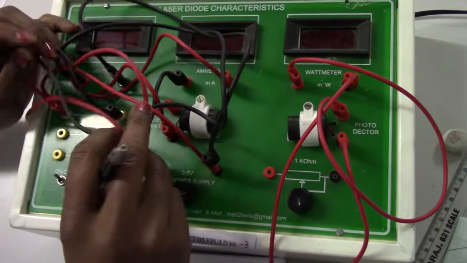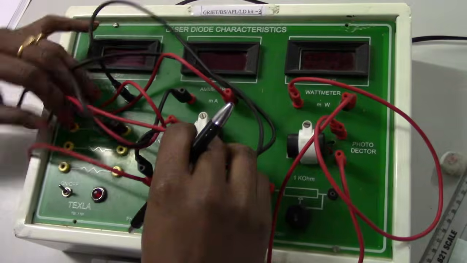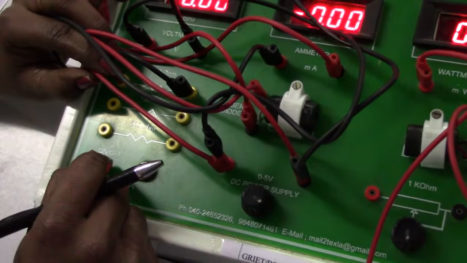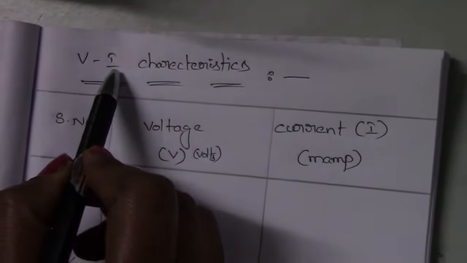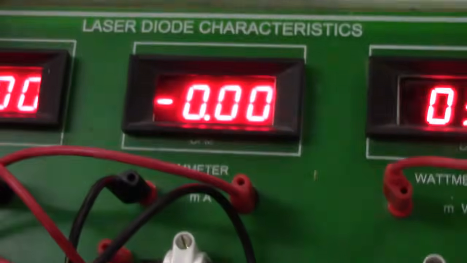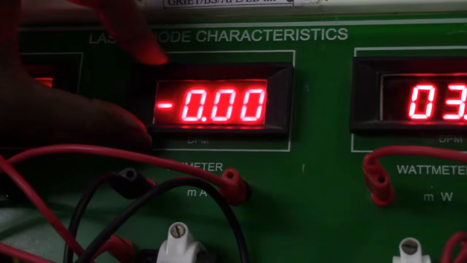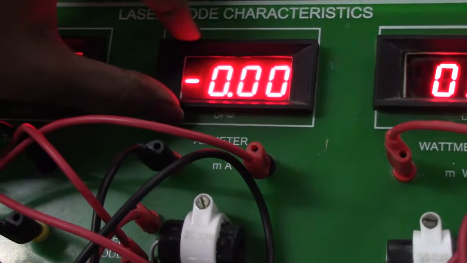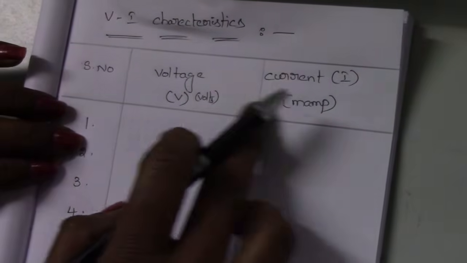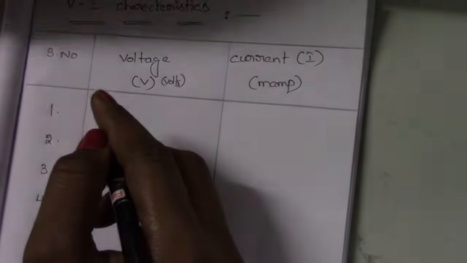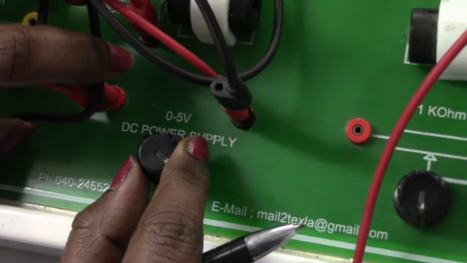Now let us start to take the readings. First, after ensuring all the connections, you need to switch on your kit. After switching on the kit, firstly we are taking the readings for voltage versus current. The voltage value you can measure with the help of this digital voltmeter and the current values you can take with the help of this digital ammeter. So we call it VI characteristics, right? This is the required tabular column for the VI characteristics, and I have a 0 to 5 volt DC battery eliminator here, which is a variable battery eliminator.